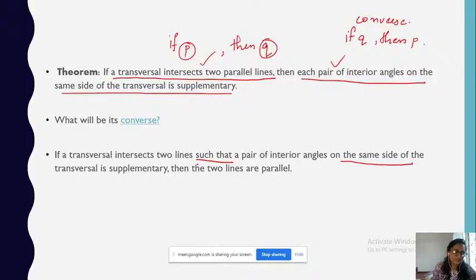So, if a transversal intersects two lines such that a pair of interior angles on the same side of the transversal is supplementary, then the two lines are parallel. So, we need to prove this statement. Okay, I would like Padma to read this converse of the statement. Padma, can you read the converse?